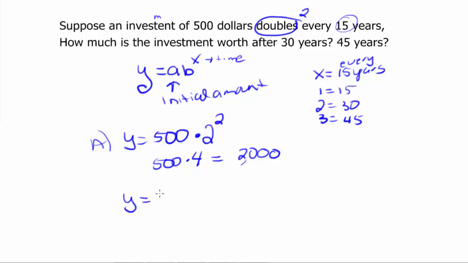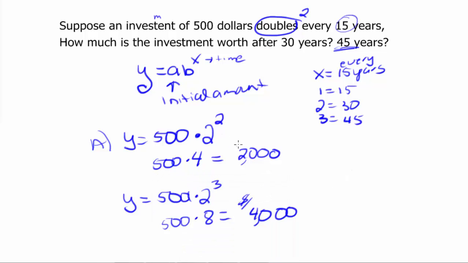Okay. Part B, whoopsie, I did too many. Part B, so we just want 500. Part B says that it wants it every 45 years. So it's the same thing, times 2 to the third power. So 500, 2 times 2 is 4, 4 times 2 is 8. So that's going to be 4,000 in 45 years. Okay, so 4,000 and 2,000.